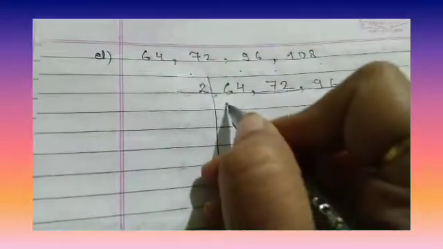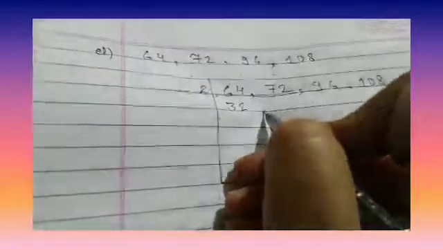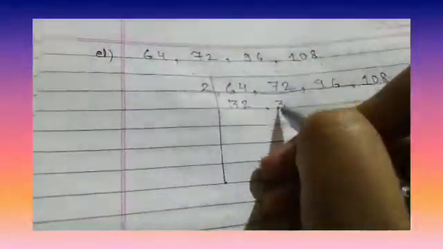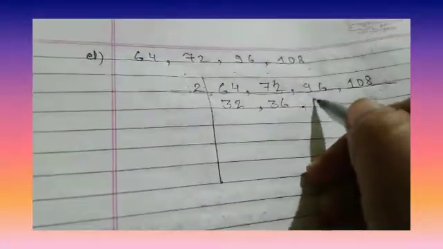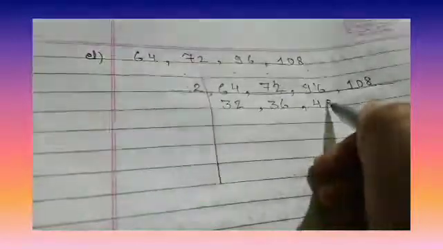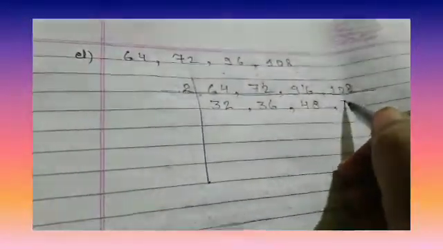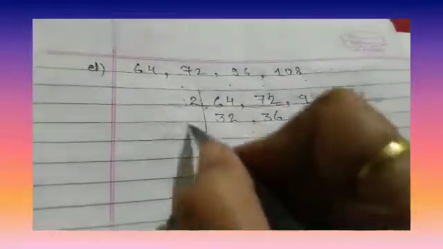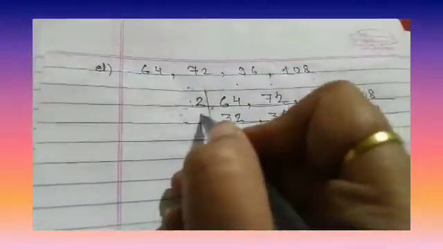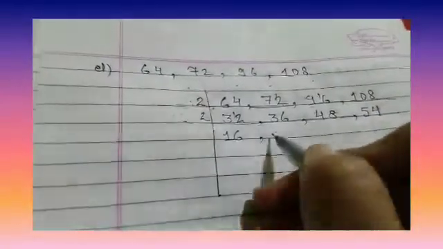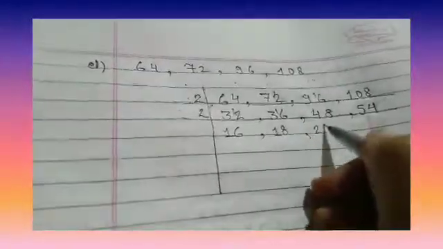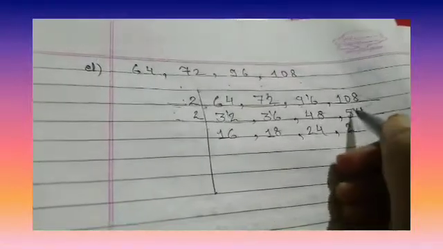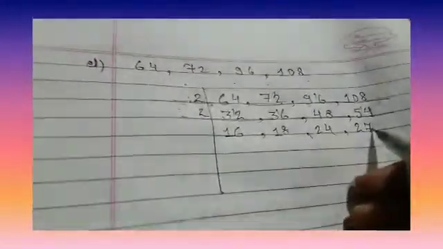by 2. 2 3s are 6, 2 2s are 4, comma. 2 with 72: 2 3s are 6, 1 left, 2 6s are 12, comma. 2 4s are 8, 1 remaining, 2 8s are 16, comma. 2 5s are 10, 2 4s are 8. Now all will go by 2. 2 1s are 2, 1 remaining, 2 6s are 12, comma. 2 1s are 2, 1 remaining, 2 8s are 16, 2 2s are 4, 2 4s are 8, 2 2s are 4, 1 remaining, 2 7s are 14.